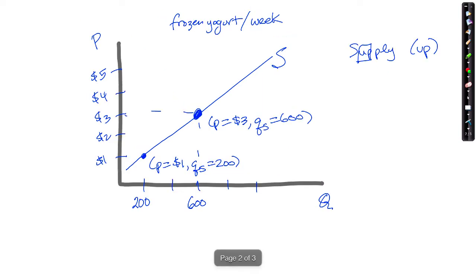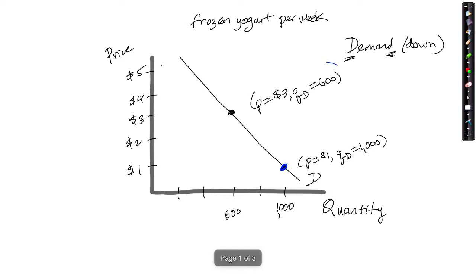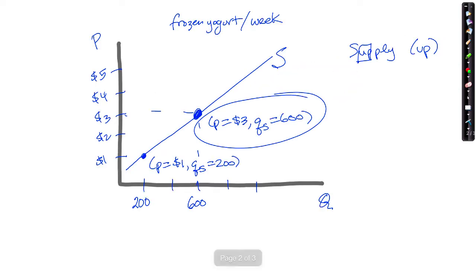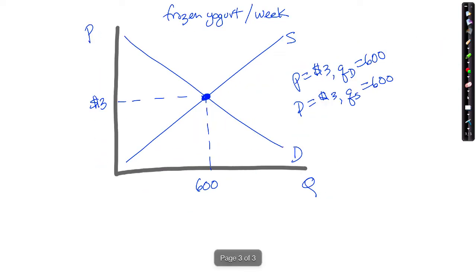Here, look, I'll go back. See, there's quantity supplied, $3, 600. There's quantity demanded, $3, 600. So at a price of $3, both the quantity demanded and the quantity supplied were 600. That means that that's one point that's on both the supply and demand curve. That's our equilibrium.